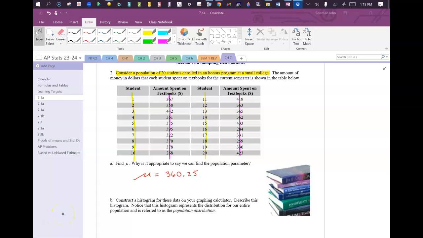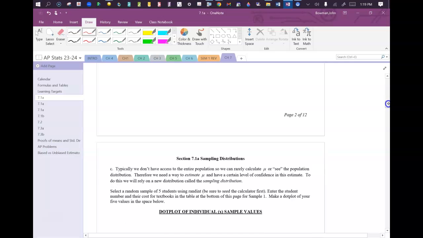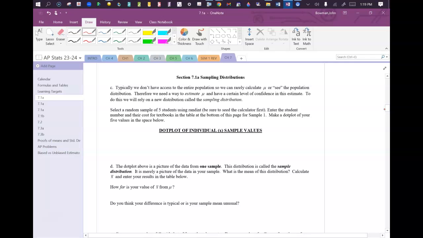Very often, we do not have access to the entire population, or gaining access to the entire population would be unreasonably difficult, time-consuming or costly. So we would like to come up with another way of estimating the population mean. One way would be to take a random sample of a given size, and in this case the activity asks you to take a random sample of size 5. You can pause the video now and do that.